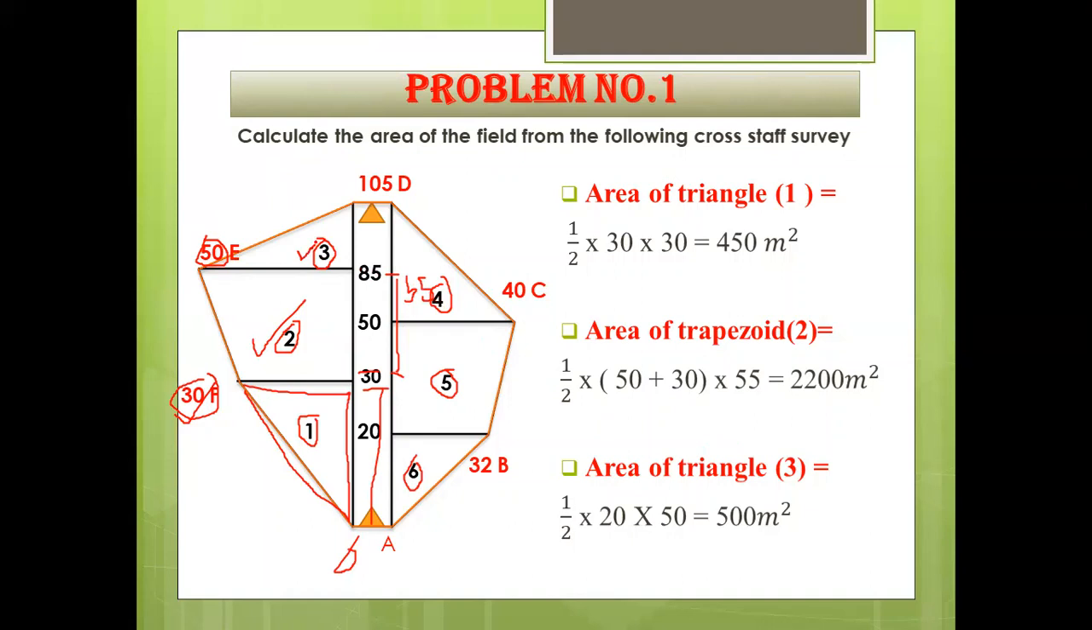That is the third one, and it is a triangle. So we will do the same thing. Here the height is 50. For the base, we have to calculate this distance. So 85 minus 15. Sorry.